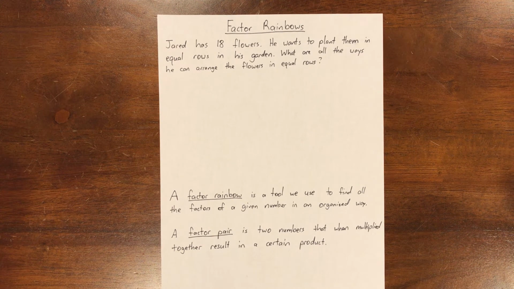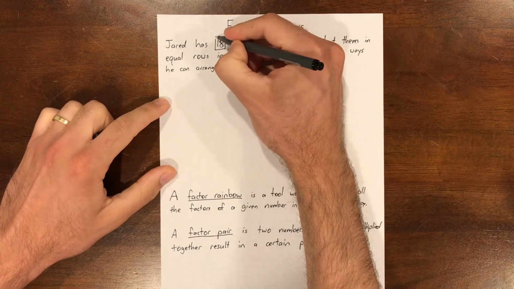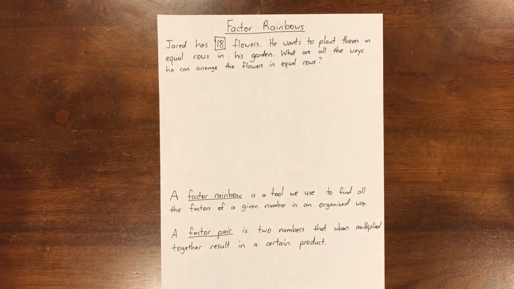So we're going to test pairs of numbers consecutively and then list factors as we go so that the factors are listed in order from least to greatest along the bottom of the rainbow. Okay, let's try this for the number 18 because in our problem we had 18 total flowers to work with.